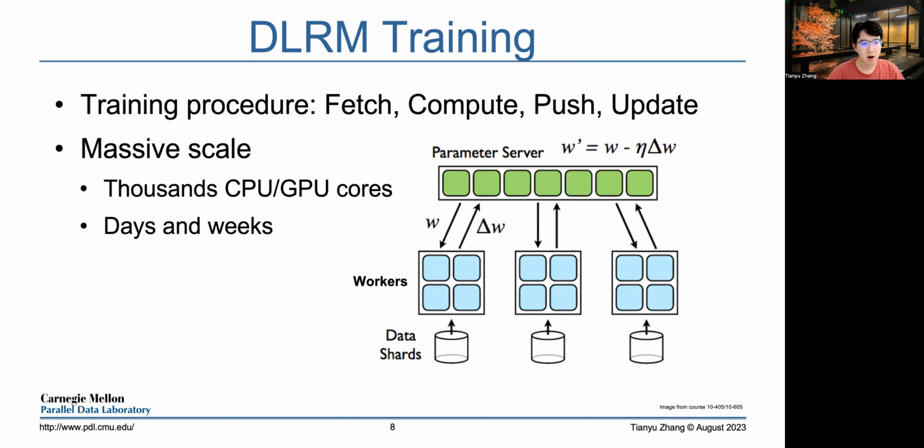These training runs are usually done on a massive scale in the industry. There could be up to 1,000 CPU cores, and people nowadays also use GPUs on the workers to train. A single training run of one model could take days, if not weeks.